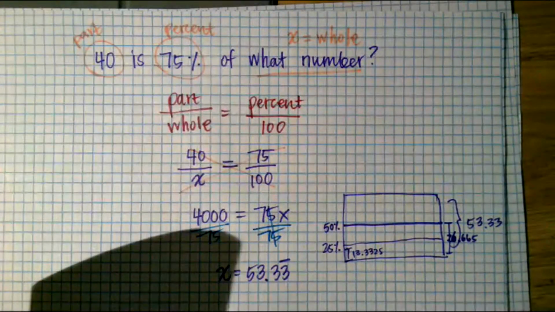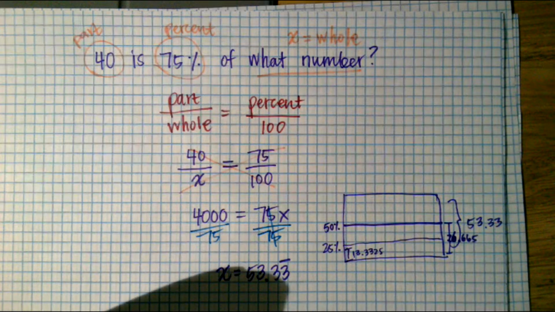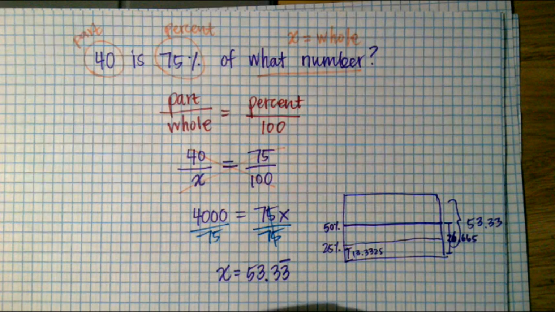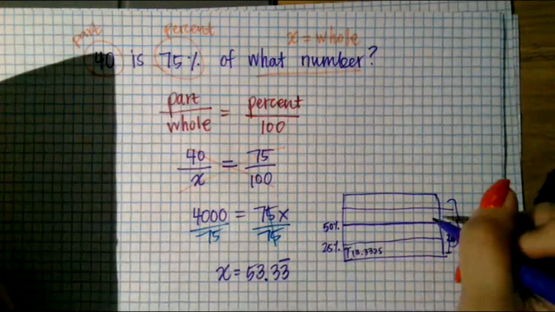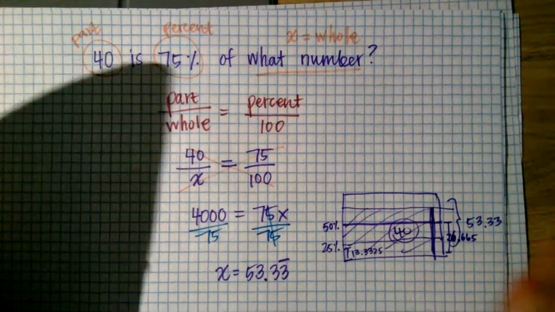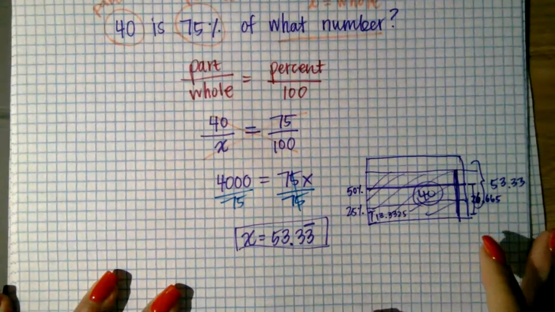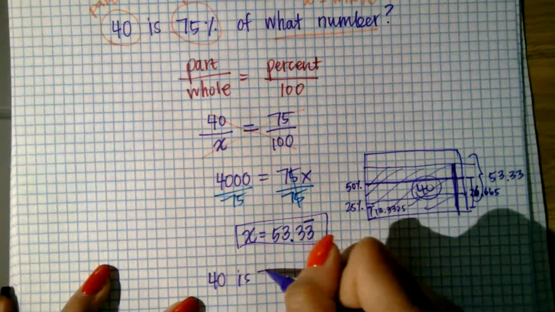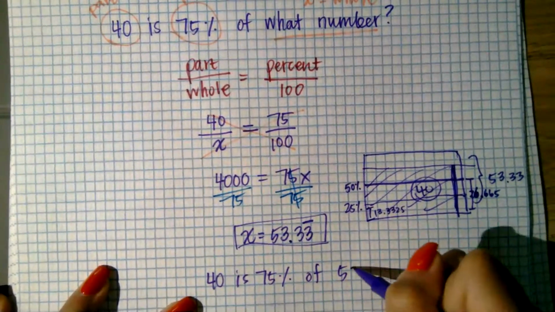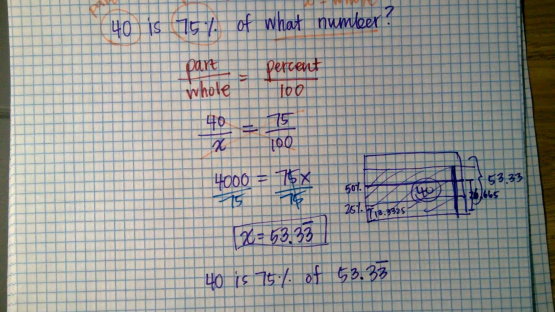So if I look at all of that, so I have 26.665. I already know that 13.3325 is 25%. So if I add them together, I should be able to get that 75%. And I do. So 75% up to here is the 40 that I need. Okay, so what is my final answer going to say? Remember, I always like to have a sentence. So 40 is 75% of 53.33, repeating decimal.